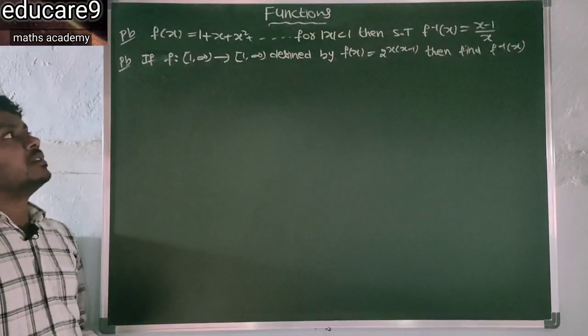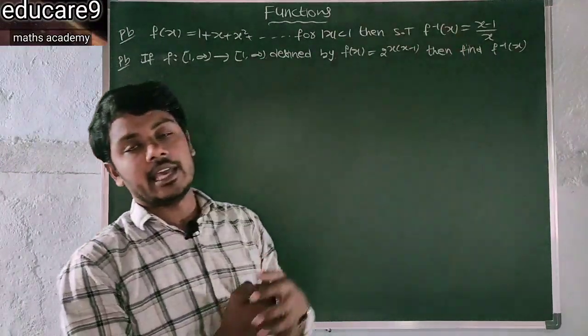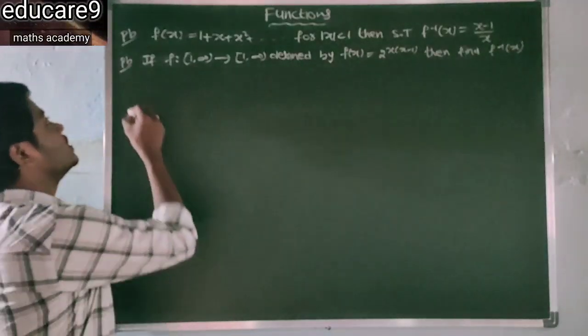See here next question. f of x is given. Then show that f inverse of x is (x minus 1) by x. So see that solution.